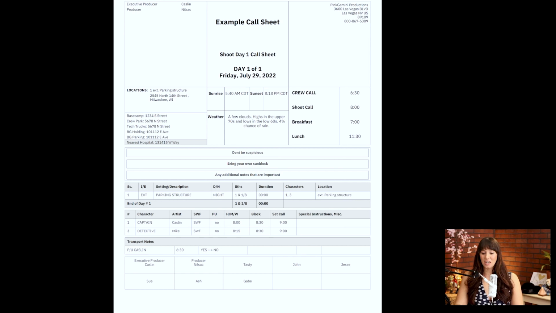All right, HMW, hair, makeup, wardrobe. This is important to pay attention to. Just because we're shooting at, what did we say? 8 o'clock does not mean you arrive at 8 o'clock. That means you need to be on set with your hair and makeup, getting ready at whatever time this is here. So this says 8:30. Do you arrive at 8:30? No. Early is on time, on time is late.